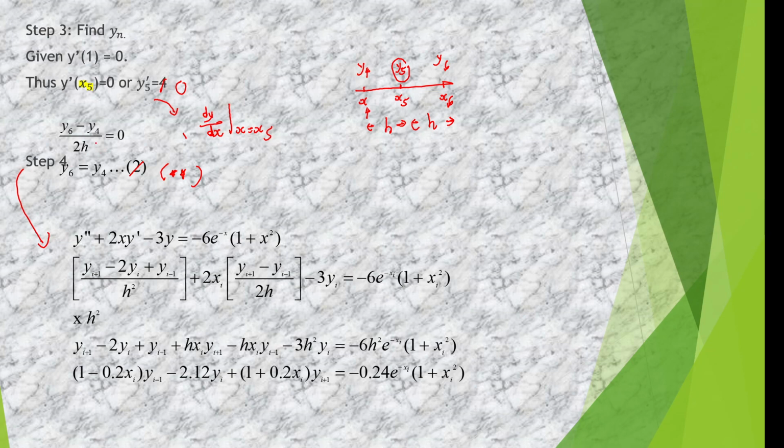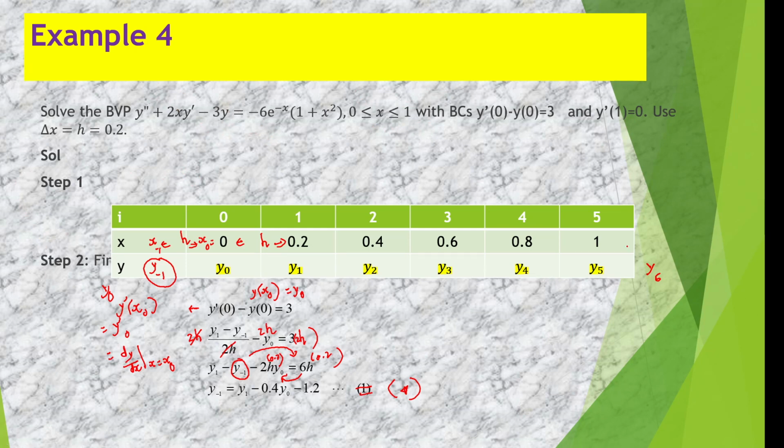Doctor, can you repeat the y prime x5 part? Step number 3. Okay, step number 3. This is from the question, given y prime 1 equal to 0. Okay, 1 is actually x number 5. That means y prime 1 equal to 0 is actually y prime x5 equal to 0. Then the notation can be simplified as y prime 5 equal to 0. So y prime is a first derivative standing at the point x5.